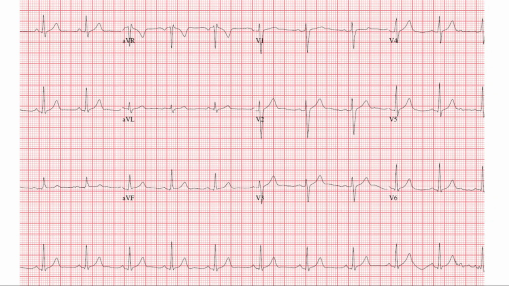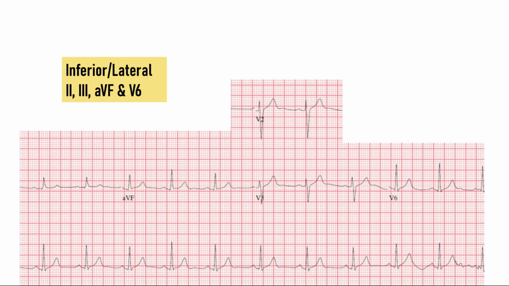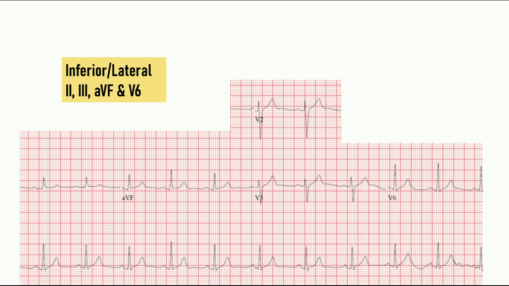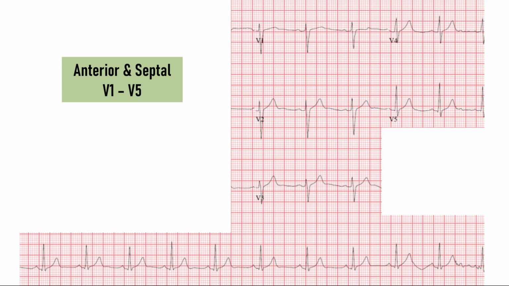Looking at a 12-lead ECG, leads 2, 3 and AVF reflect the inferior wall. You should also look for a lateral wall extension in lead 6 and posterior wall extension in lead 1. The anterior and septal regions can be viewed across the chest leads V1 to V5.